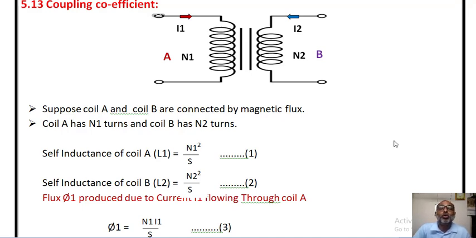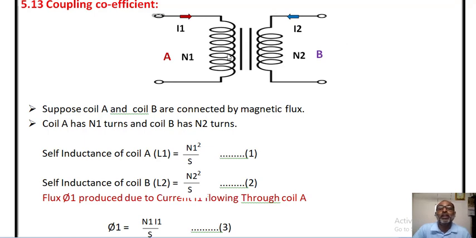Coupling coefficient. As shown in this figure, there are two coils A and B which are placed near each other. So from that we can say that these two coils A and B are both magnetically connected. There is no physical connection between coil A and B, but they are connected through the magnetic flux. So it is most important: both coils are connected with the magnetic flux.